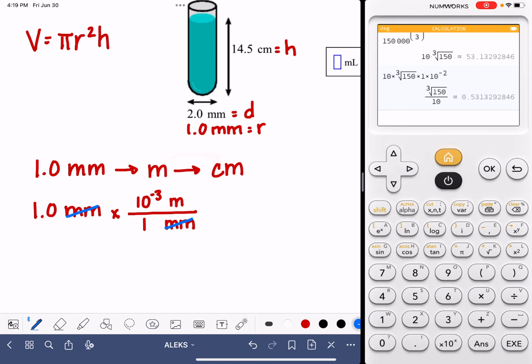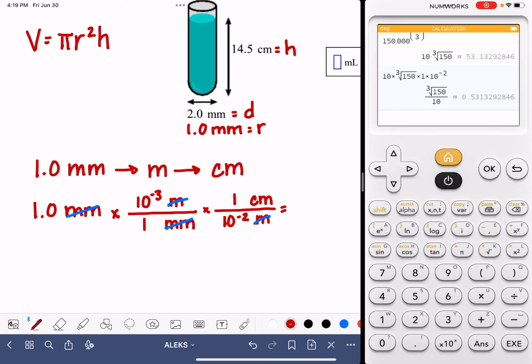Now I'm ready for the next step, converting from meters into centimeters. In my conversion factor, I want meters on the bottom so that those units will cancel, and my desired unit, centimeter, on top. Centi is the prefix for 10 to the minus 2, so 1 centi is 10 to the minus 2 meters. And my meter units cancel.